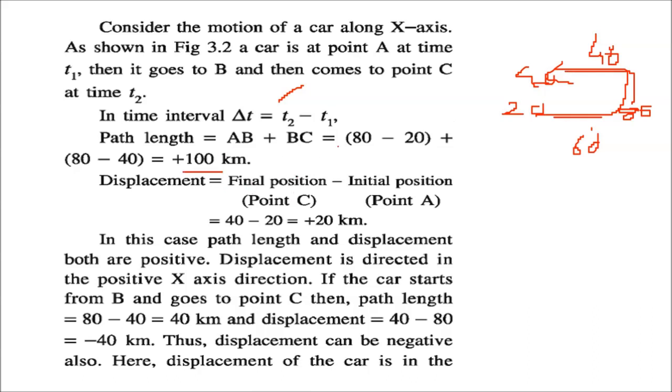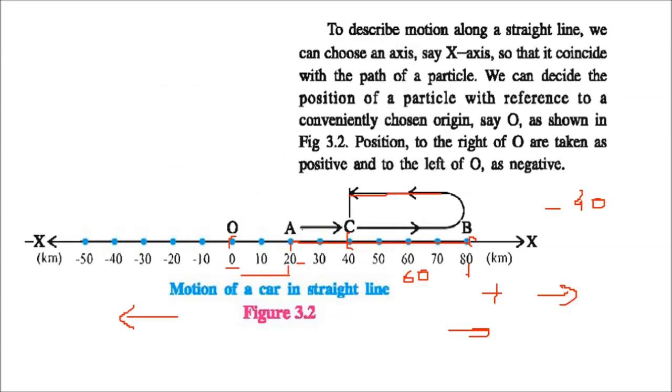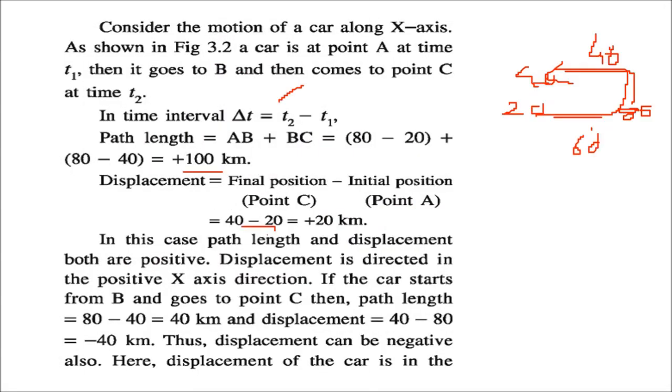But what is the displacement? I'll take you again to the diagram because displacement has to be understood. It started from A and then came back to C. So ultimately from A it started, and after moving somewhere it came back to C. So this is the only path displacement. So 40 minus 20, that is 20 kilometer displacement. So I hope you have got the idea of distance and displacement. So path length and displacement in this case are both positive.